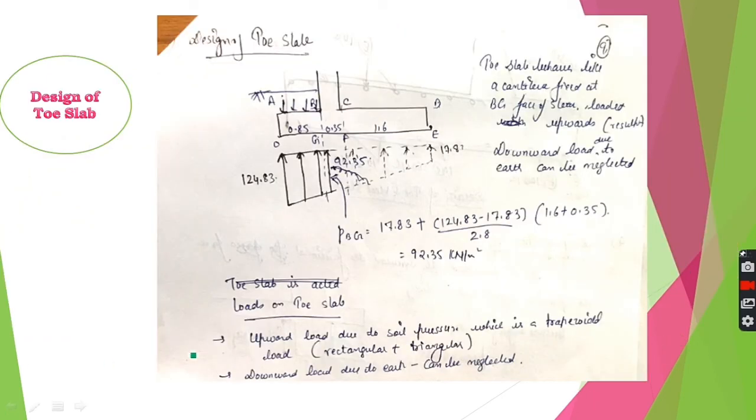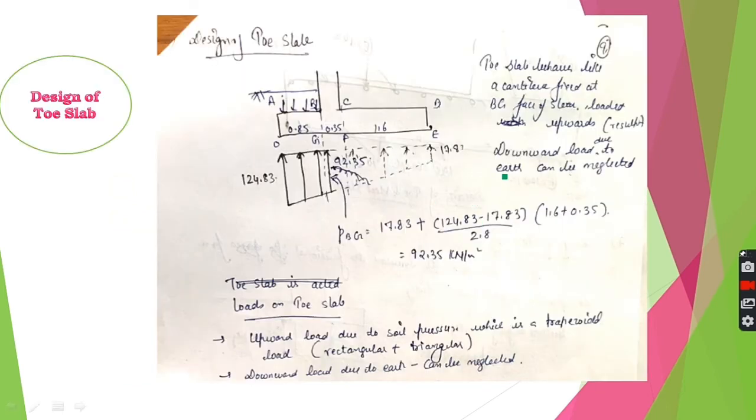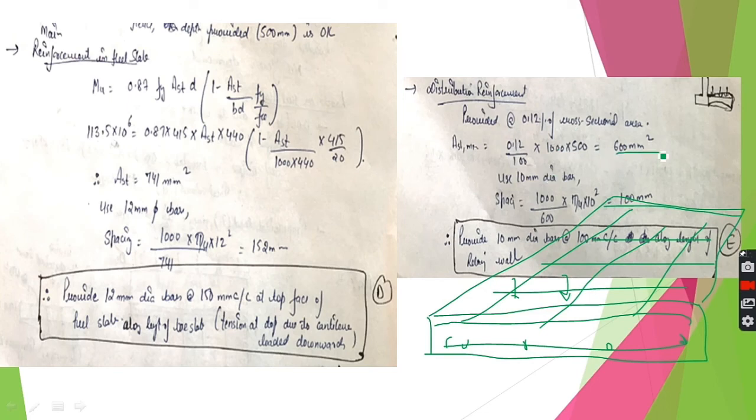Now similarly, the design of the toe slab is also done like I explained in the heel slab. We calculate the upward force acting at BG, and then we calculate the maximum moment acting at BG. For this trapezoidal load, it has been split into two portions, that is this rectangular one and this triangular one, and we get the value of Mu, which is 61.8. For this we calculate AST, which is coming out to be less than AST minimum. AST minimum I have already calculated while we were calculating the distribution bars.